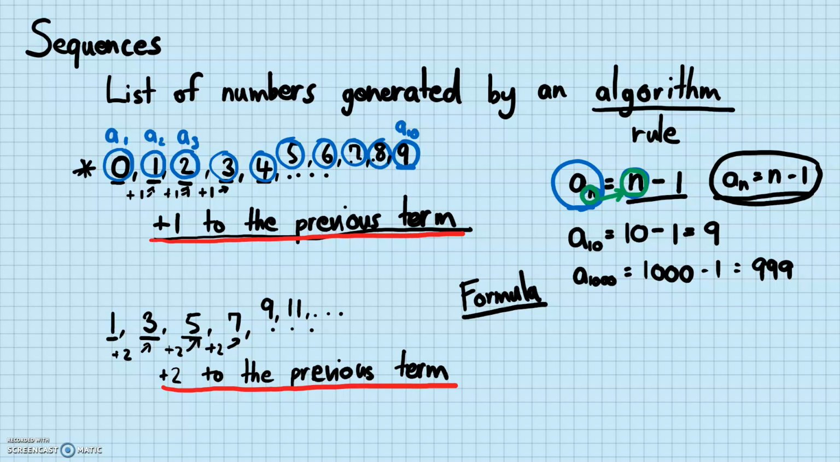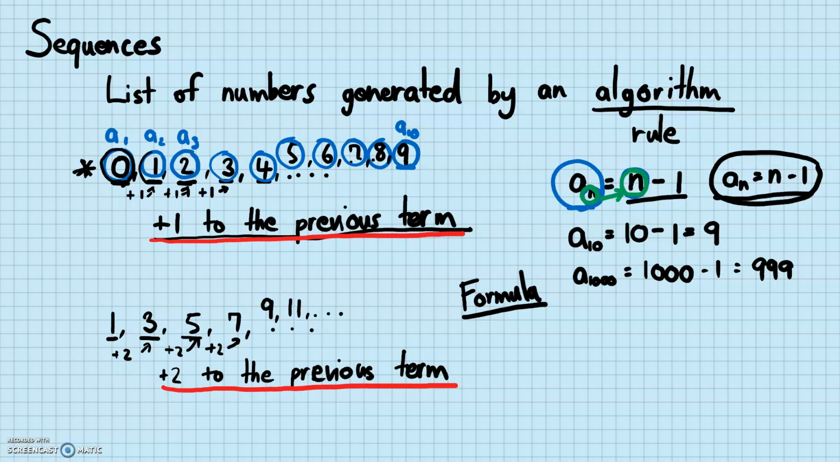Now, this was a very easy sequence because we started with 0, and that became our first term. So 1 became our second term, 2 became our third term. So we could kind of deduce, okay, the number in the position is 1 less than its term position. So what I mean is the first term is going to be 1 less than that, 0.